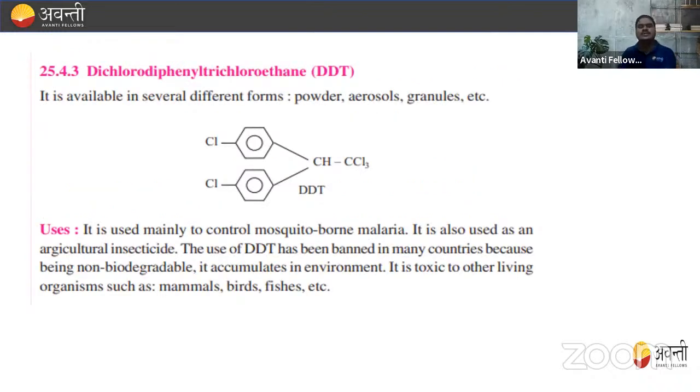Okay. Now let's see the structure of DDT. DDT stands for dichloro diphenyl trichloroethane. So this is the structure of DDT, and it is used mainly to control mosquito malaria. It is used as an agricultural insecticide. The use of DDT has been banned in many countries because, being non-biodegradable, it accumulates. It is toxic to other living organisms, right? So this is the example, or we can say this is the full form of DDT.